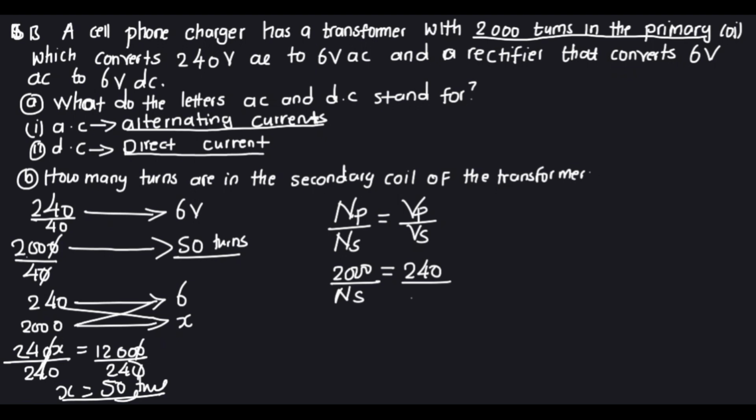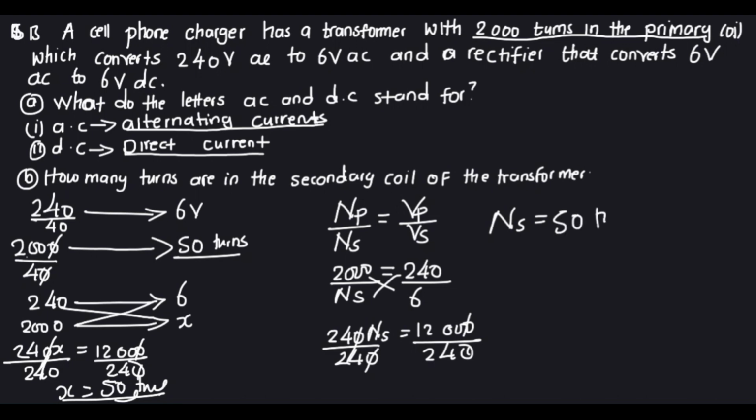So we have 6 volts. So we can see that we'll still get the same answer. 240 volts times NS is equal to 6 times 2000, which gives us 12,000. We divide by 240 here, also 240 here. So you can see that the number of turns on the secondary coil is equal to 50. So this is how we can answer a question like this one.